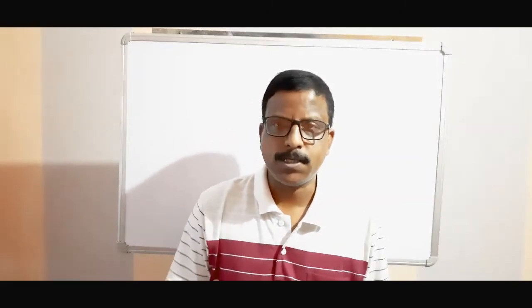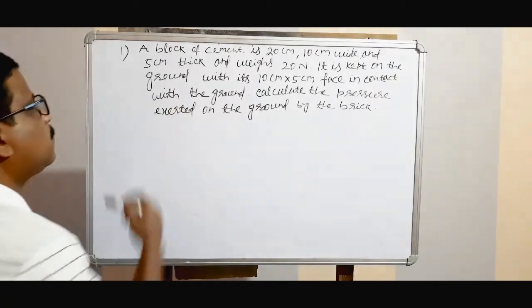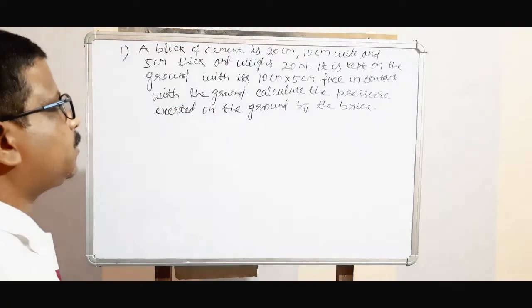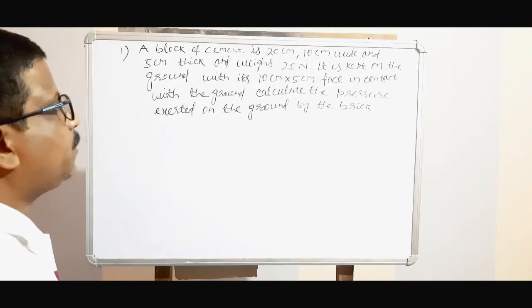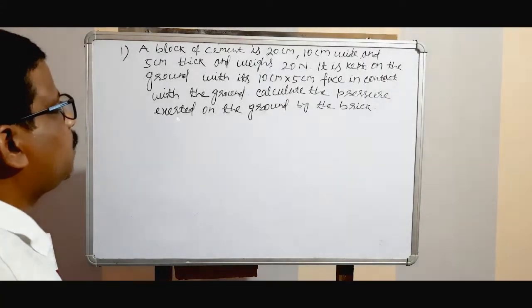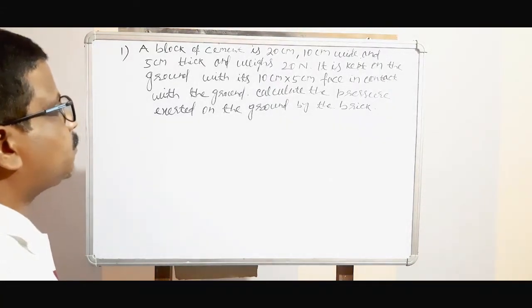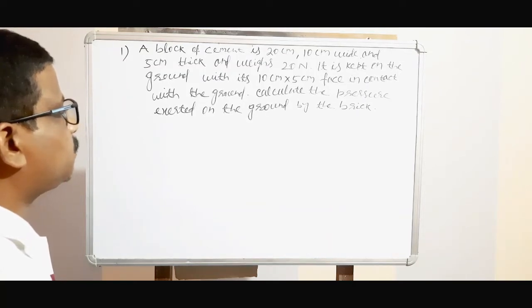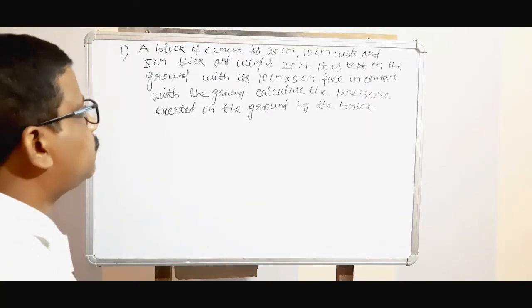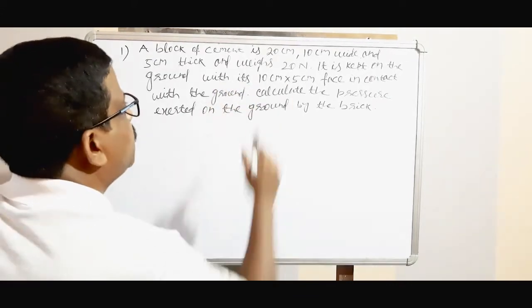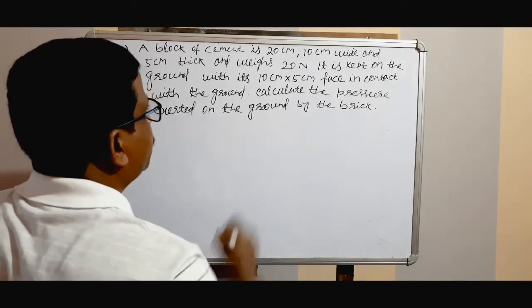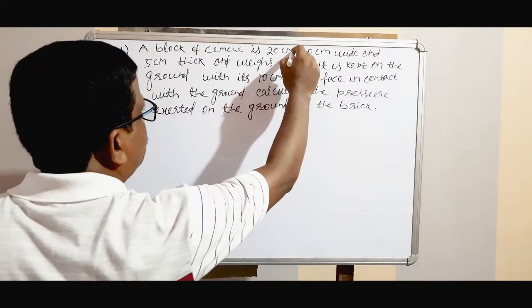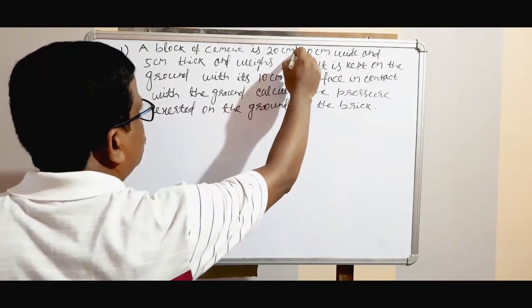See, first question. So children, question number 1. A block of cement is 20 centimeter long, 10 centimeter wide and 5 centimeter thick and weighs 20 Newton. It is kept on the ground with its 10 centimeter into 5 centimeter face in contact with the ground. Calculate the pressure exerted on the ground by the brick. A block of cement is 20 centimeter long. Here you have to write 20 centimeter long.